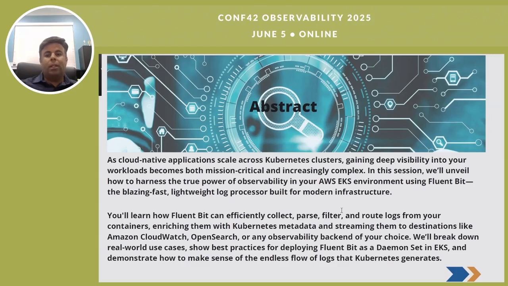So in this session, we will unveil how to harness the true power of observability in our AWS EKS environment using Fluent Bit, which is a lightweight processor built for modern architecture. We will also learn how Fluent Bit can efficiently collect, parse, filter, analyze and route the logs from our container platform, and how it routes the Kubernetes metadata also, and streams them into destinations like Amazon CloudWatch, S3, or OpenSearch, or any observability backend of our choice.